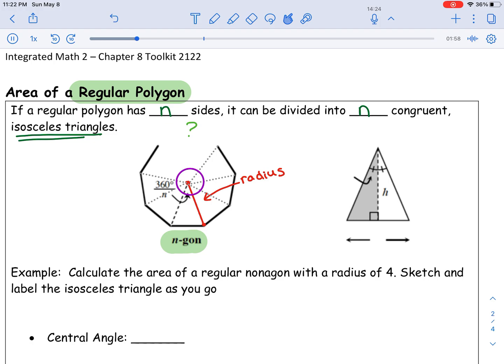Now because of that, I can say that one of my angles in the center of that polygon is equal to 360 degrees divided by n. Now that angle, which equals 360 degrees divided by n, is what I'm going to call my central angle.